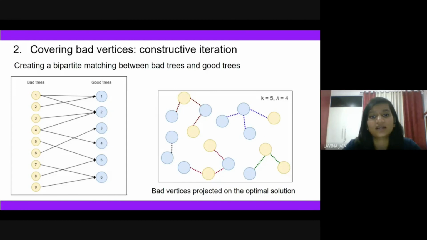In this bipartite graph, we really want a perfect matching from the left-hand side to make sure we do not connect too many trees to any one good tree.